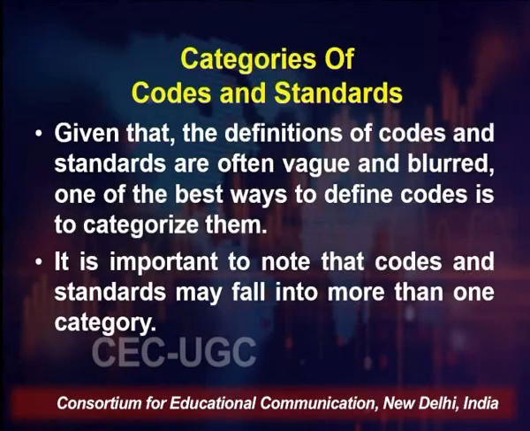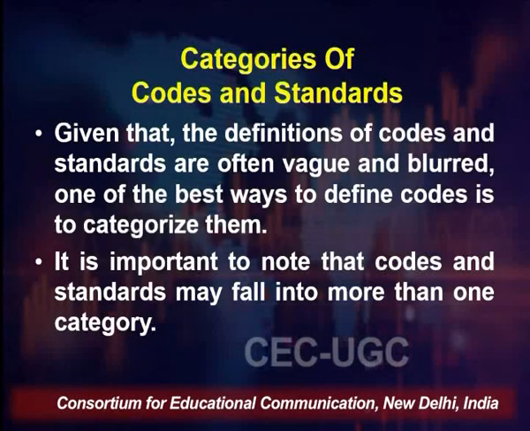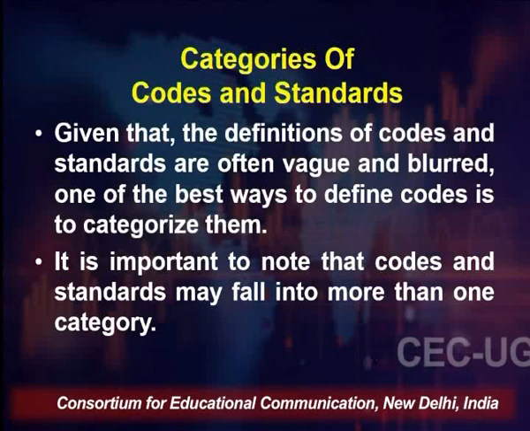So it is important to note that codes and standards may fall into more than one category. You can find one code or standard in one category, and similarly the presence of the same is available in the other category also. You may consider it to be an overlapping, but I would say that it is having presence at both the places, in both the classifications. That is what we have to understand.